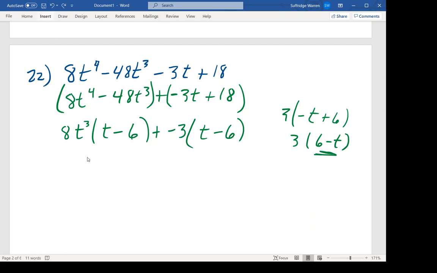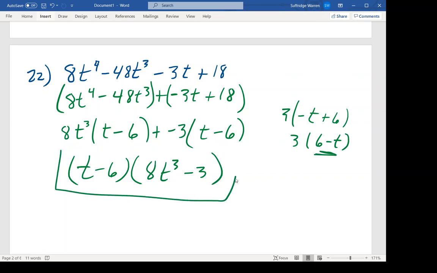So now you've got t minus 6 in both. All you're left with here is 8t to the third, and you have minus 3 right there. That's your answer. So hopefully that helps make a little bit more sense of working with these binomials where you are factoring out opposites.